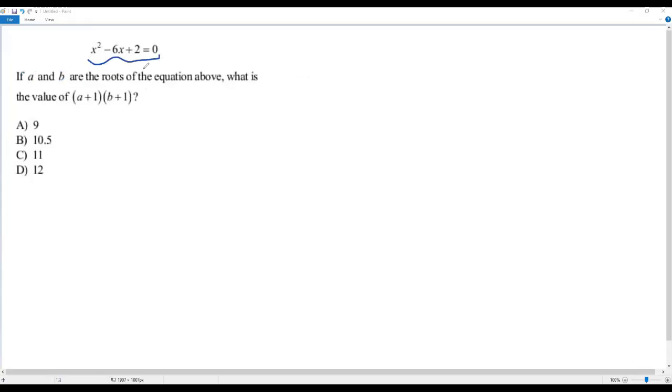roots of this quadratic equation, and we have to get the value of the product of a + 1 and b + 1. Okay, to get the value of this expression, (a + 1)(b + 1), we need the value of a and b, which are the roots of this quadratic equation. For that, we have to solve this quadratic equation and get the two values of x, a and b.